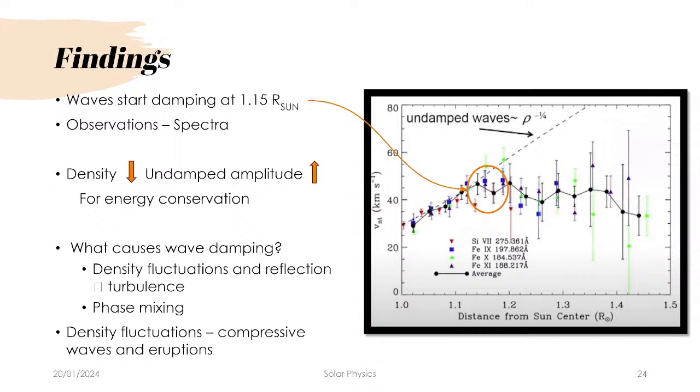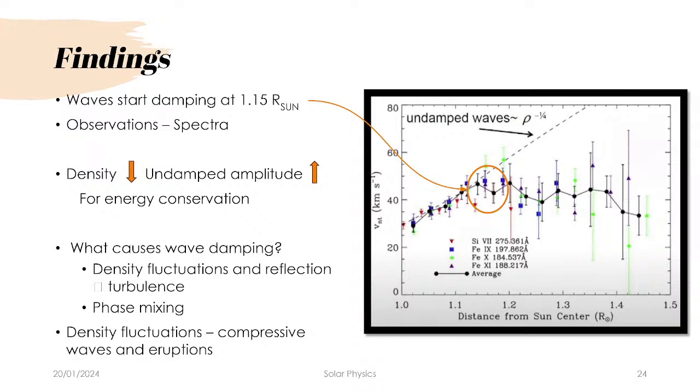There are some different reasons which have been proposed. One is phase mixing, which I'm not going to touch upon. The other thing is density fluctuations and reflection of the waves. The two of them in an interplay will give rise to turbulence. I will come to that point.